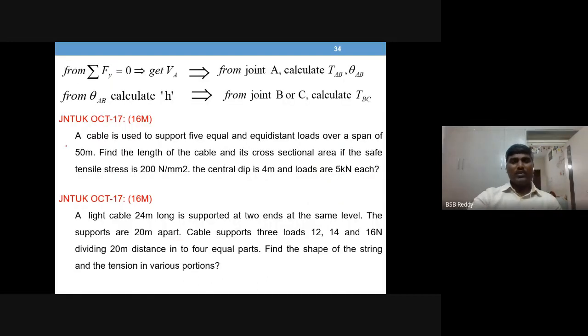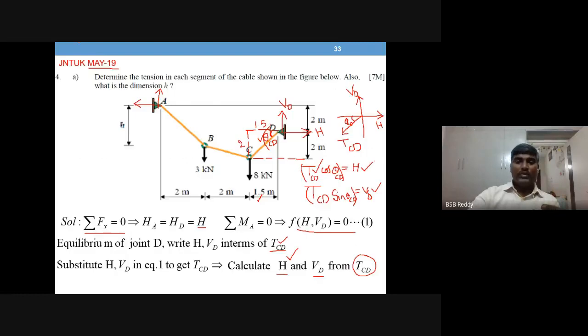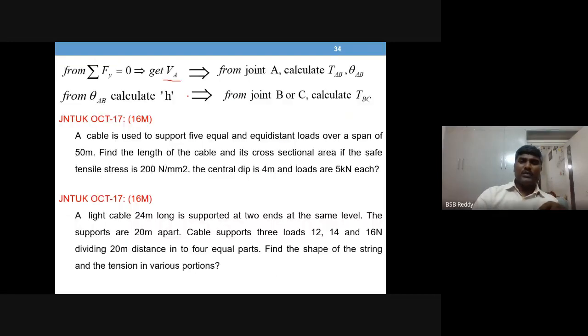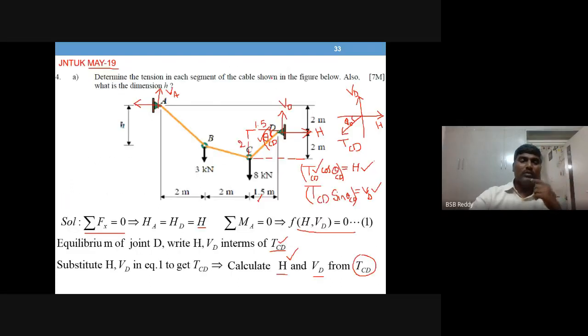Now sigma Fy equals 0, we get VA. So VA plus VD is equal to the total load. So VA we will get from sigma Fy equals 0. Okay, then what? Again go back to joint A. Just like the other end, VA value is known to you, right? H value is already solved.